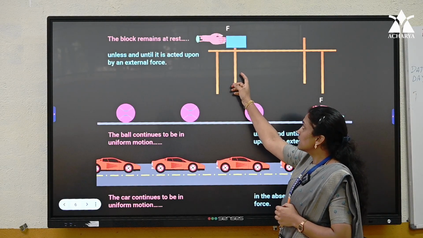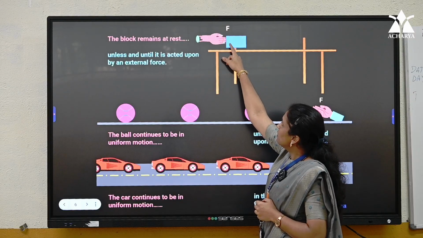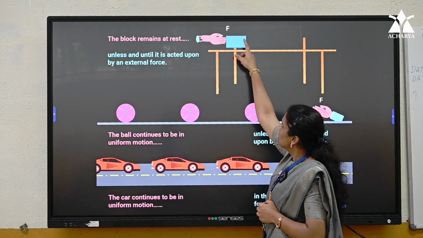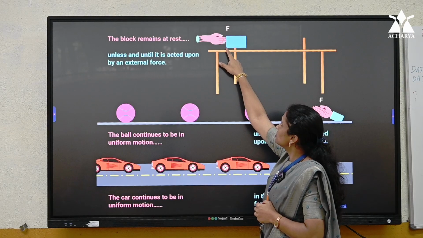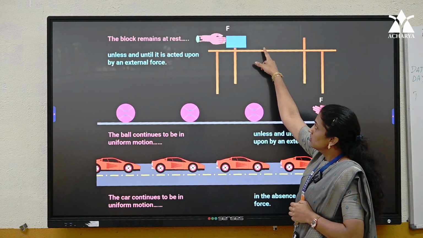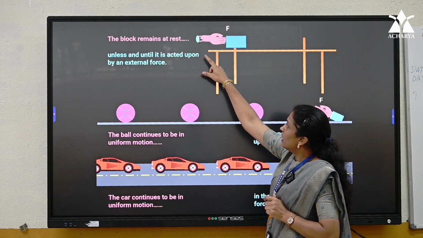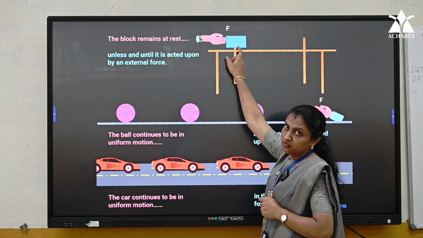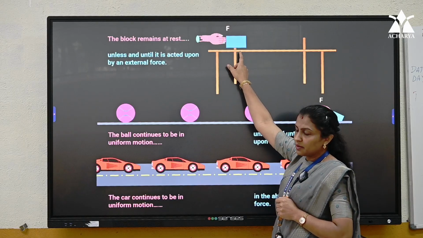You can just see this example. The block remains at rest. If I apply the force from here, then only it starts moving from here to here. So it stays as it is until and unless it is acted upon by an external force. This is one of the examples.